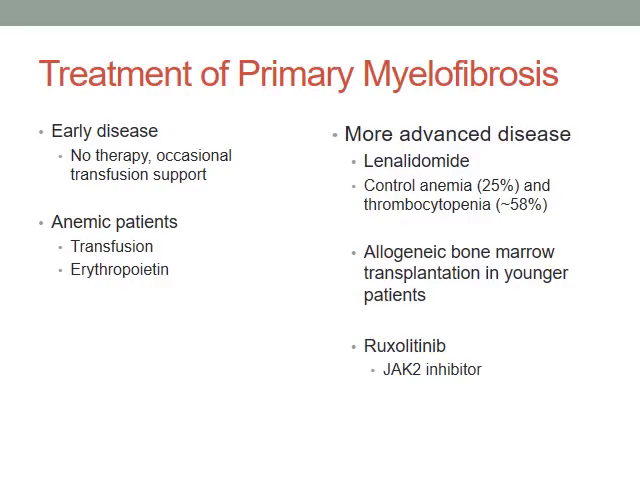As patients progress, we may see more advanced disease and require some treatment with lenalidomide, which helps control the anemias and thrombocytopenias. In advanced primary myelofibrosis, a young patient, which would be under the age of 40, may be treated with an allogeneic bone marrow transplant. Another possibility for PMF treatment is to treat with ruxolitinib, which is a JAK2 inhibitor.